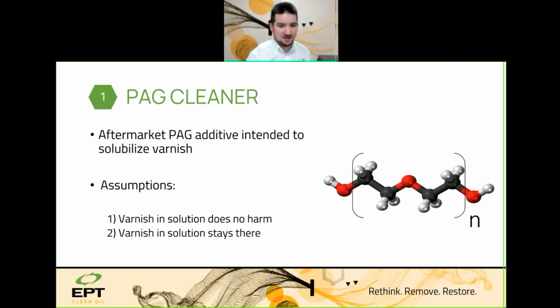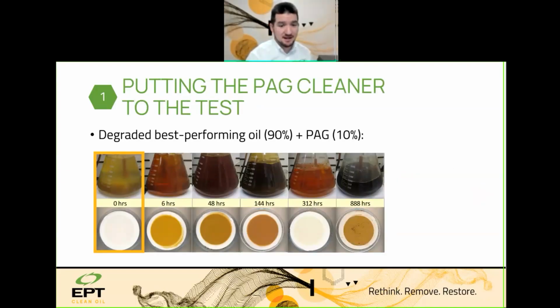So at EPT Clean Oil, we like to test things for ourselves. We've seen a lot of marketing on these PEGs. There are even PAG-based turbine oils, not additives, turbine oils. And a lot of these advertise themselves as being varnish-free. So we wanted to test to see, do these PEGs have any tendency to form varnish? To do this, we took a virgin turbine oil and made a mixture with the PAG cleaning additive. We made a 90-10 mixture, 90% turbine oil, 10% PAG, according to the guidelines of the PAG supplier. And we took this turbine oil PAG mixture and degraded it on our test stand in our lab.